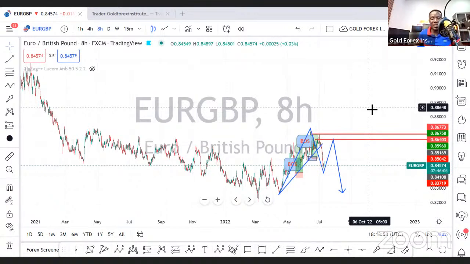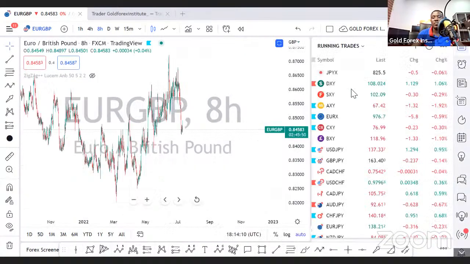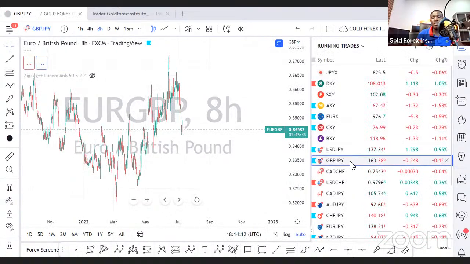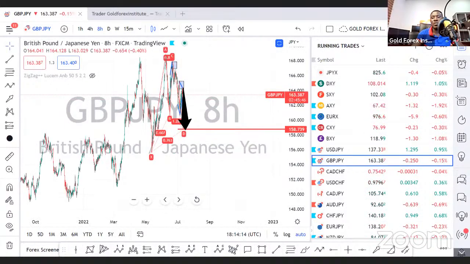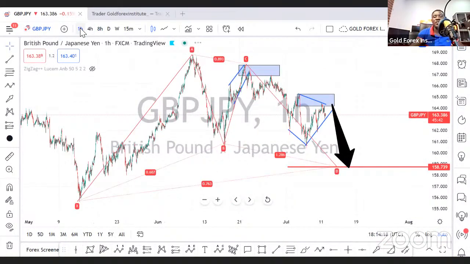I'm not certain yet, but we might have another session before I make other decisions. No, I've analyzed pound JPY already. Let me see. I've analyzed pound JPY. We still sell buyers on pound JPY.